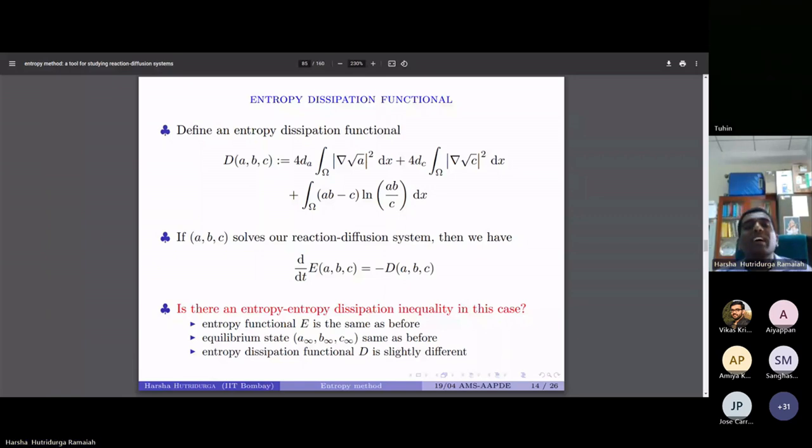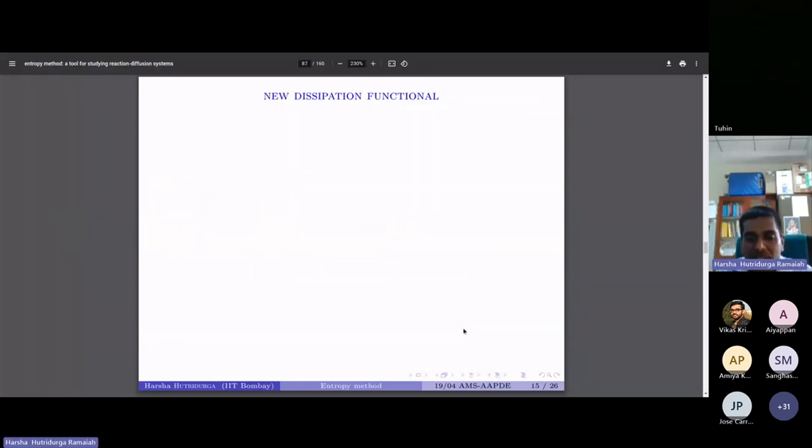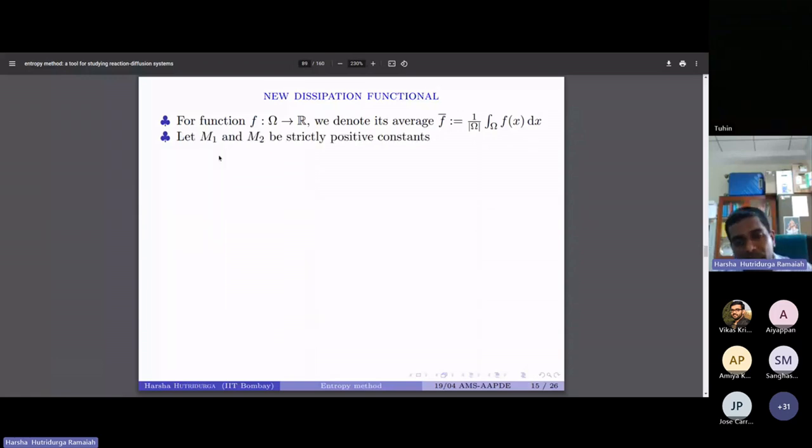So now we will give a result about the new dissipation functional that we have. We introduce this notation f bar, which is just the average of any given function f, as long as this integral makes sense. The result that we will show in this slide is a general result, like in the Desvillettes and Fellner case. It's a functional inequality; it has nothing to do with something being a solution to some system. So you give me any two positive constants, m1 and m2, and you build A infinity, B infinity, C infinity using these two constants, m1 and m2.